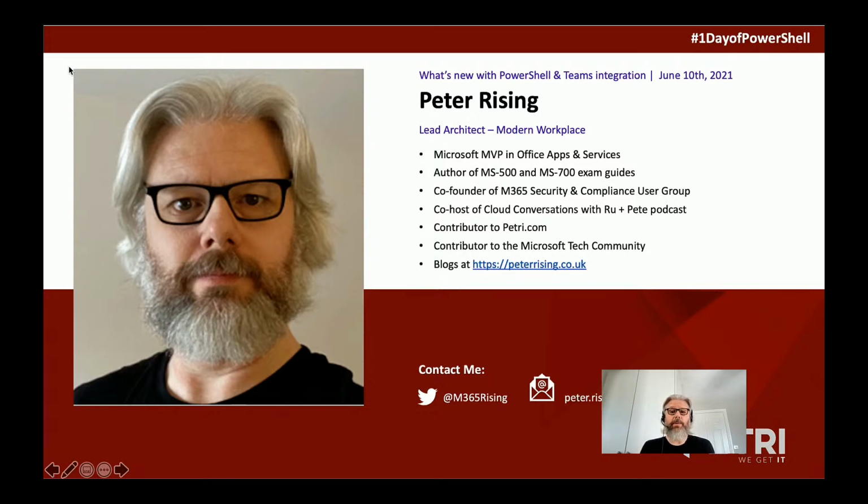So as I said, my name is Peter Rising, or Pete, some people call me Pete, and I am a lead architect in Modern Workplace for a UK Microsoft partner. I'm also a Microsoft MVP in Office Apps and Services. I'm the author of 2 books, MS 500 and MS 700 exam guides. I'm also the co-founder of the Microsoft 365 Security and Compliance User Group.